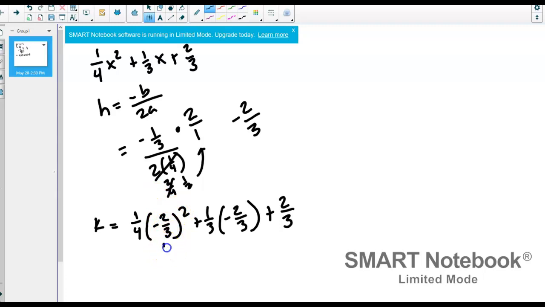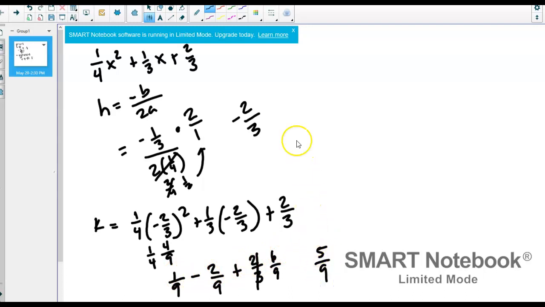If I square both these, that gives me 4 over 9. And if I times by 1/4, that gives me 4 over 36, which simplifies to 1/9. The second one will give me negative 2/9. And then I've got the plus 2/3. If I want my denominator to be all the same, 2/3 is really just 6 over 9. And then I just add and subtract my numerators. 1 minus 2 is negative 1, plus 6 is 5, so we'd have 5/9. So my vertex is going to be at negative 2/3, 5/9.